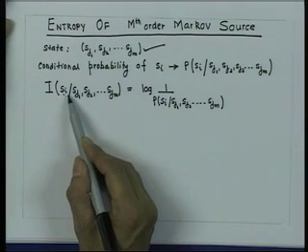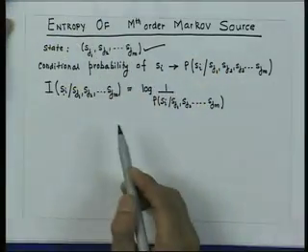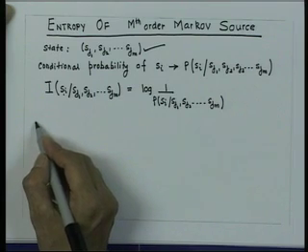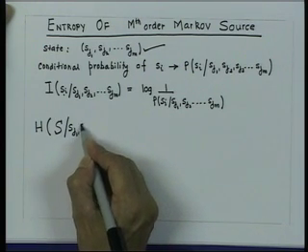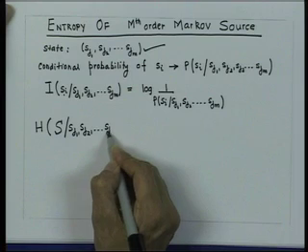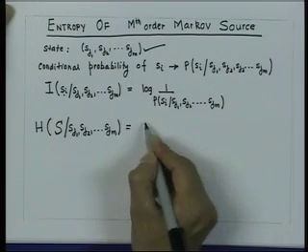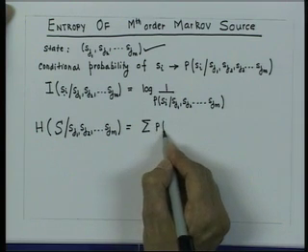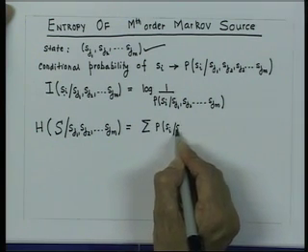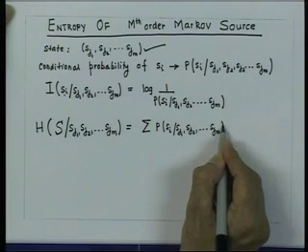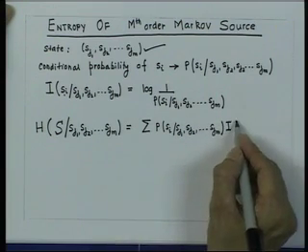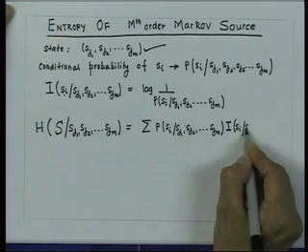Now, if I average the information which I get when the source is in the state given by this, then that would be H of S given Sj1, Sj2 up to Sjm, equal to the sum of the probability of Si given Sj1, Sj2 up to Sjm times the information which I get, which is this.